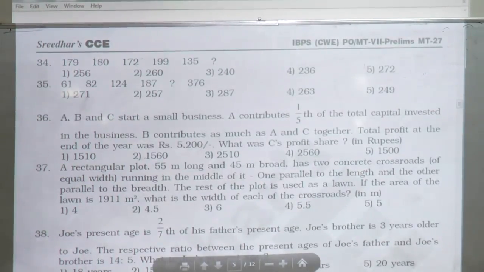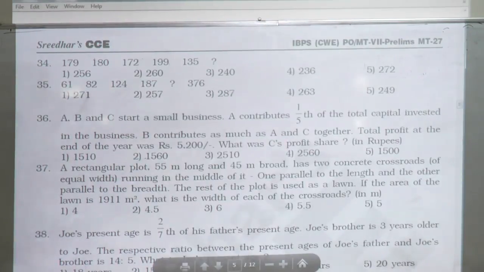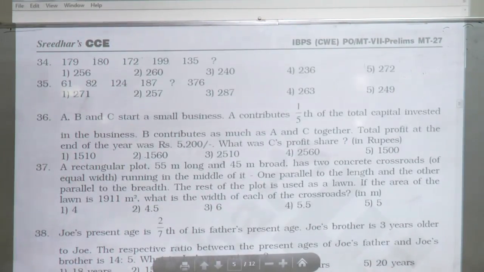A rectangular plot 55 meters long, 45 meters broad has 2 concrete crossroads of equal width running in the middle of it. One parallel to length and other parallel to breadth. The rest of the plot is used as lawn. If the area of the lawn is 1911 meters square, what is the width of the road?